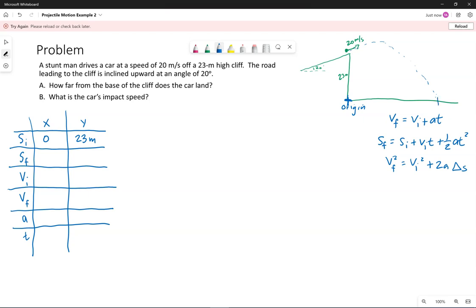Finally is going to be down here where the car is going to crash into the ground. Part A is asking us for how far from the base of the cliff the car lands. So that's one of the questions we're looking for, or the answers, I guess. So I'm just going to call the final position in the X direction just X. The final position for Y, well, we're down at ground level, so 0.